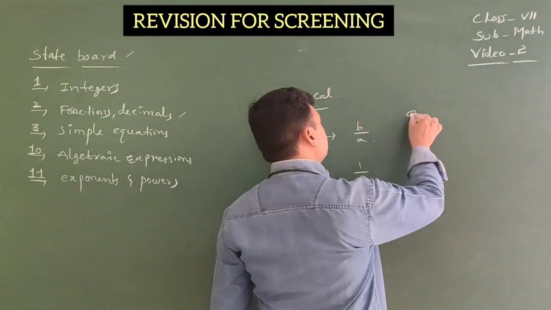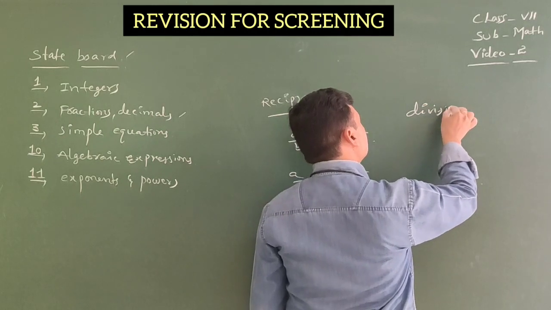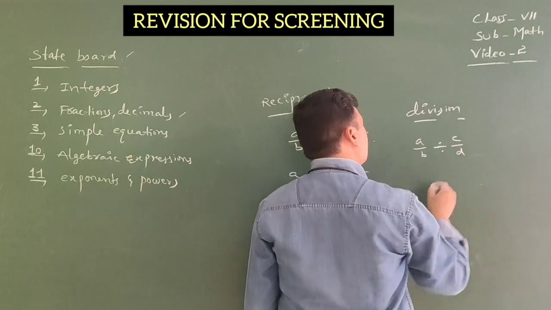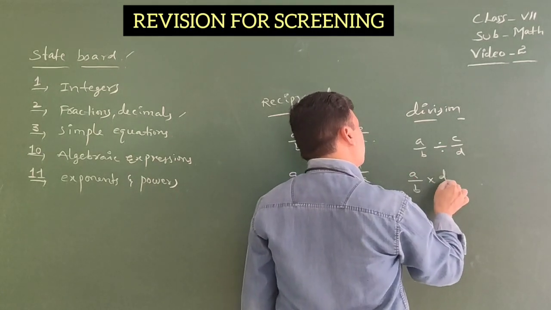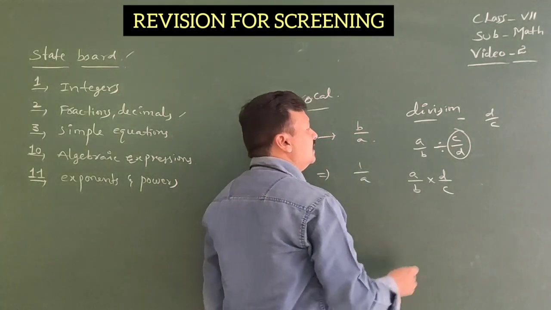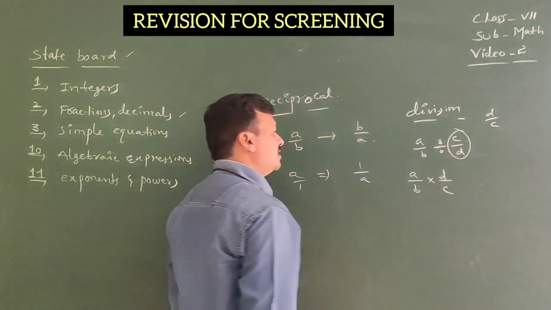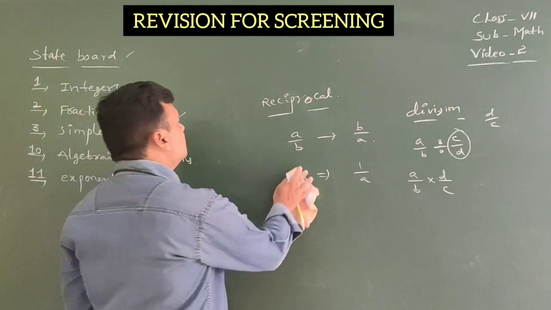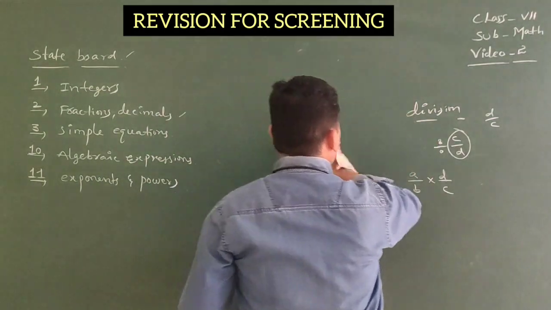Then division. Here A by B divided by C by D, they gave A by B multiplied with D by C, because the reciprocal of C by D is D by C. Division by a fraction is nothing but multiplication with its reciprocal. Once converted into multiplication, the same process. Some board problems are also given in the textbook, so complete them accordingly.